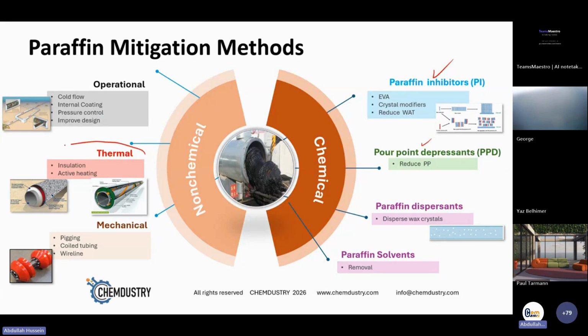Thermal methods are very similar to the gas hydrates. You basically add heat or insulate the system to keep the system temperature above the wax appearance temperature, or above the pour point in very severe cases. For the mechanical methods, we have pigging, coil tubing, and also wireline.